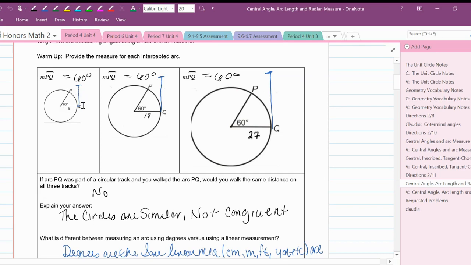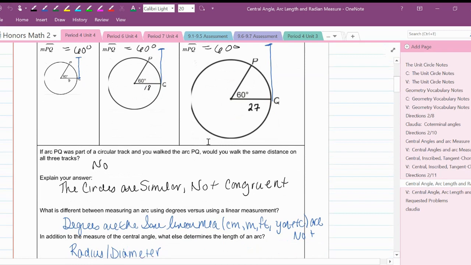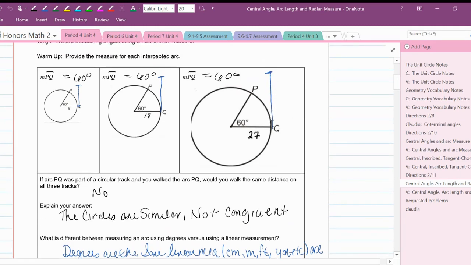So even though each of these arcs measure 60 degrees, when we examine their length, measured in inches, feet, yards, centimeters, what have you, they're clearly not the same. And that has to do with the fact that the radius, which is directly related to the diameter of each of these circles, is different. And in fact, we get larger as we move from left to right. So clearly you would be walking the furthest distance if you walked an arc measuring 60 degrees on this circle versus these other two.